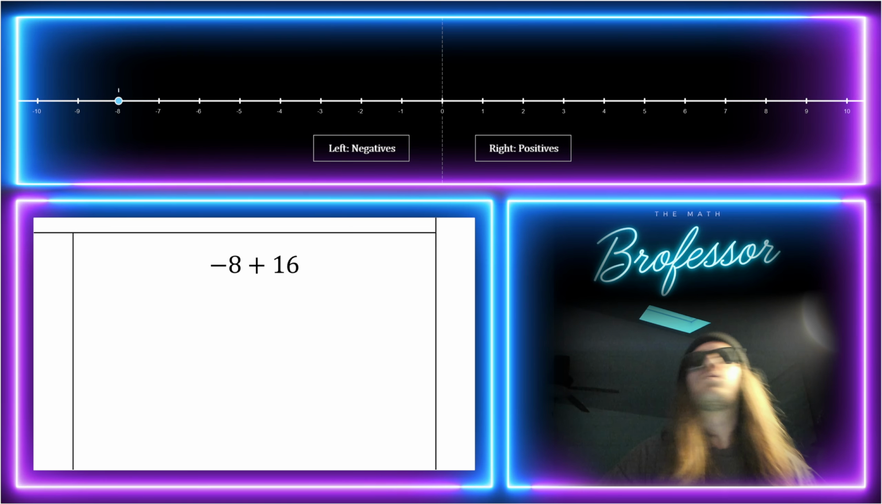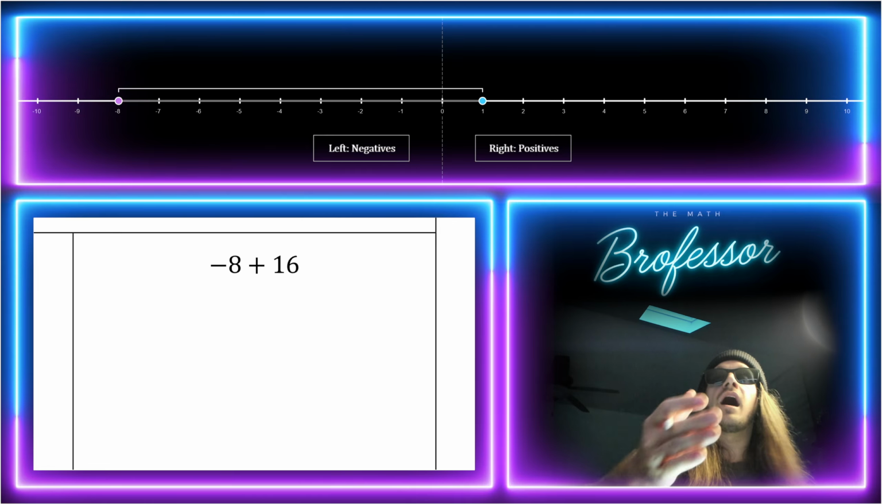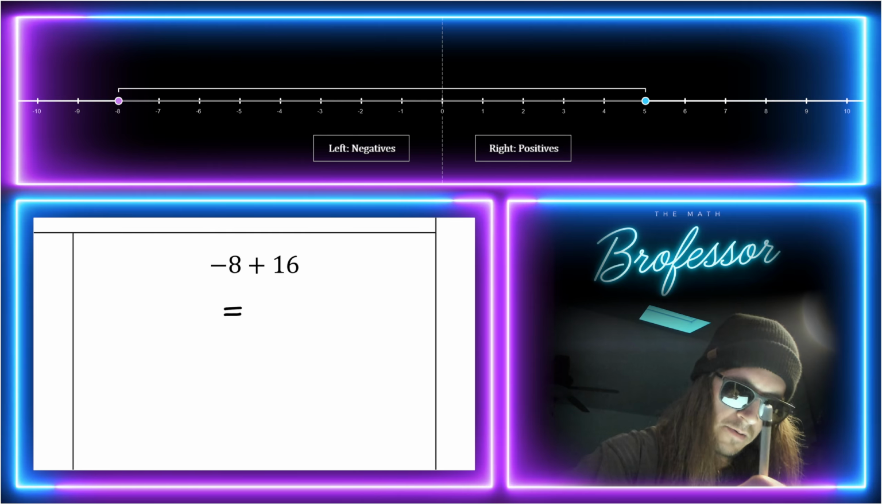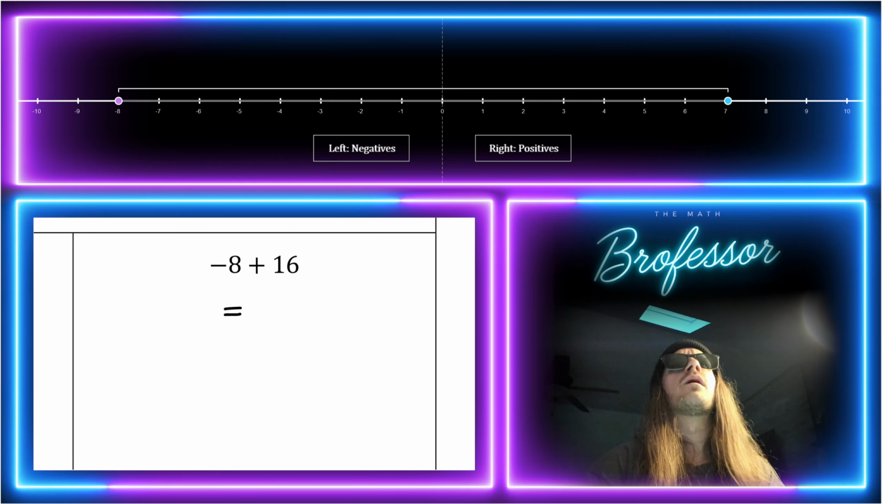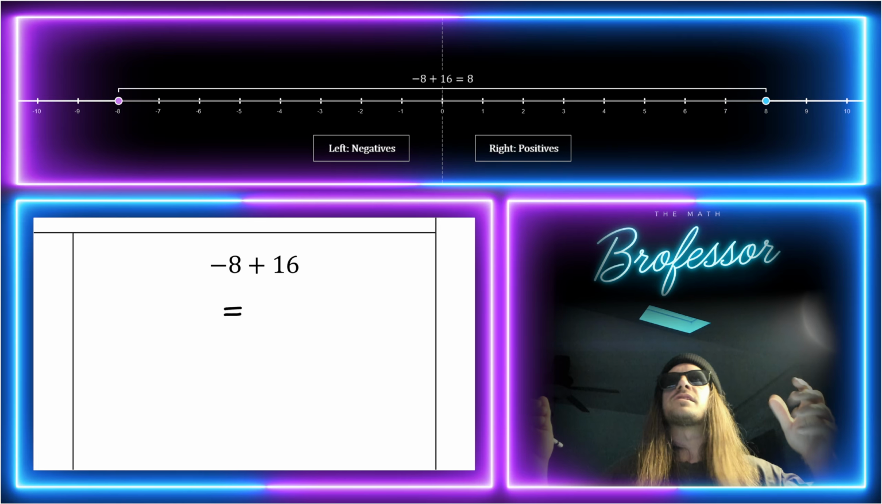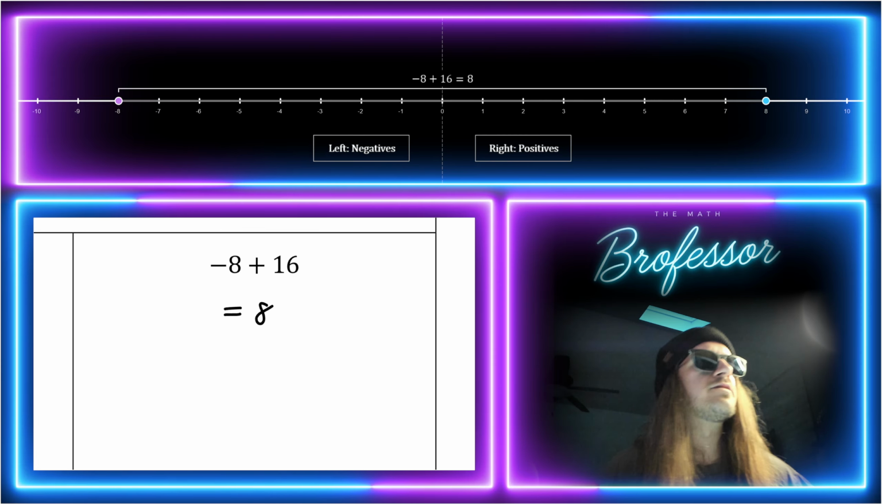Well, the first 8 units of that is going to get us right in the middle. So once we hit that 0, boom, 8. Now 9, 10. We're still traveling. Where is this going to end up? Right there. This is a very symmetrical problem, right? It's evenly split on both sides. Negative 8 plus 16 is positive 8.